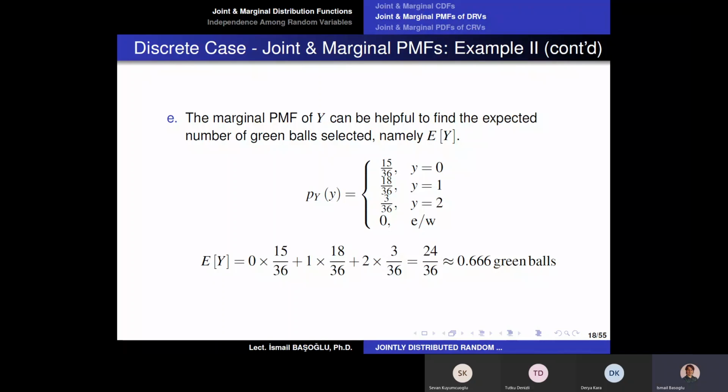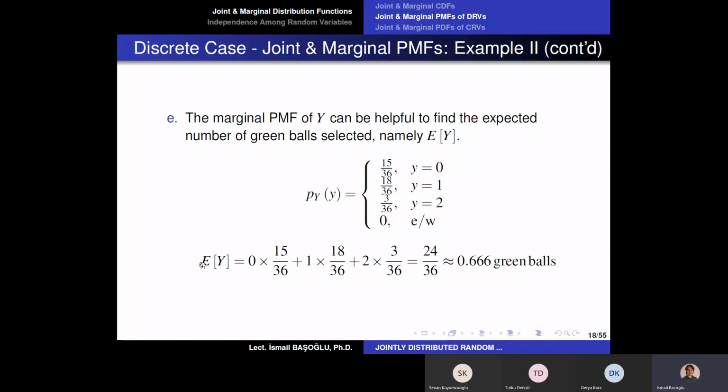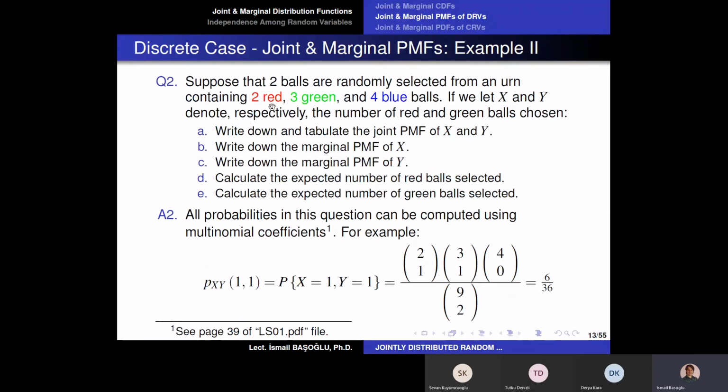Actually, we could have answered these questions very easily, expected value of x and expected value of y. Why? Because I know that 2 out of 9 balls are red. So if I select one ball randomly, then the expected number of red balls in that selection is going to be 2 over 9, okay? Just like a Bernoulli experiment. Imagine the expected value of a Bernoulli distribution. So you have the success probability of 2 over 9 and failure probability of 7 over 9. And the expected value of that Bernoulli random variable is 2 over 9.